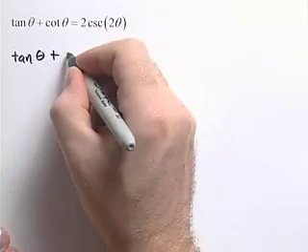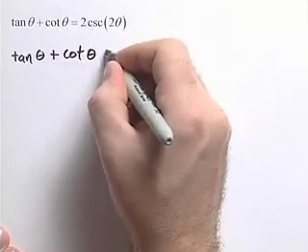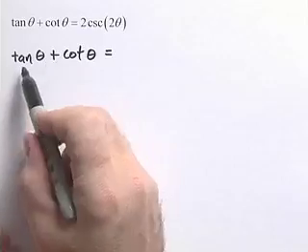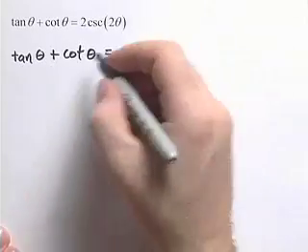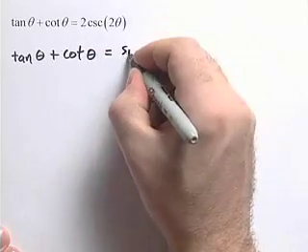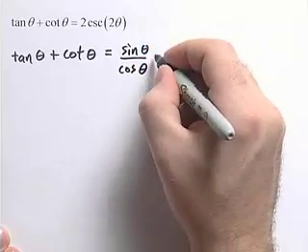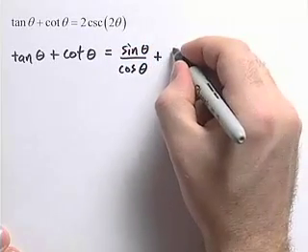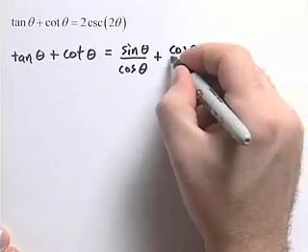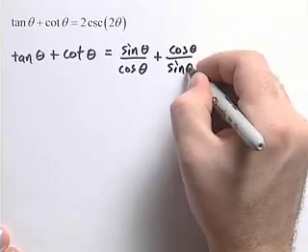We'll have tangent theta plus cotangent theta. And the first thing we want to do is rewrite these using sines and cosines. So tangent theta we're going to write as the sine of theta over cosine of theta. And then cotangent we're going to write as cosine of theta over the sine of theta.